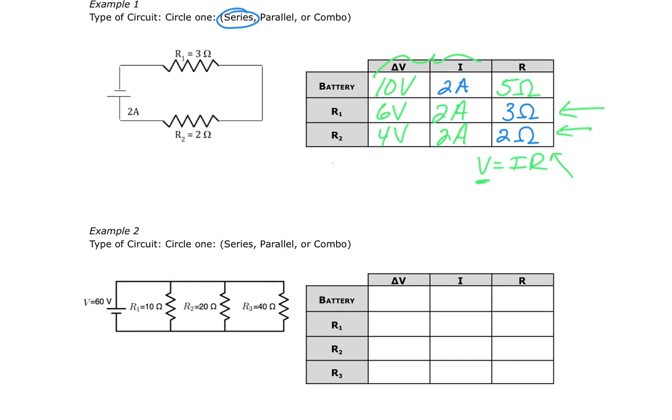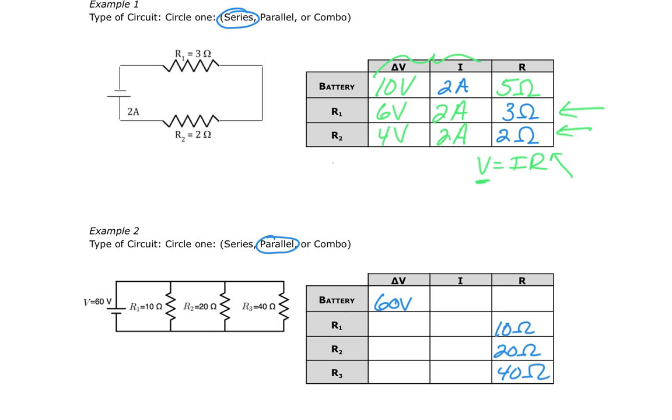Let's take a look at our parallel circuit. We're given some additional information here. In our parallel circuit, we're given that the battery voltage is 60 volts, so I can plug that in right away. R1 is 10 ohms, R2 is 20 ohms, and R3 is 40 ohms. So we can put all of that into our table. Then I have to use my knowledge of what happens in a circuit to see what's next, because I can't use Ohm's law anywhere yet; I don't have enough information in any of these rows.